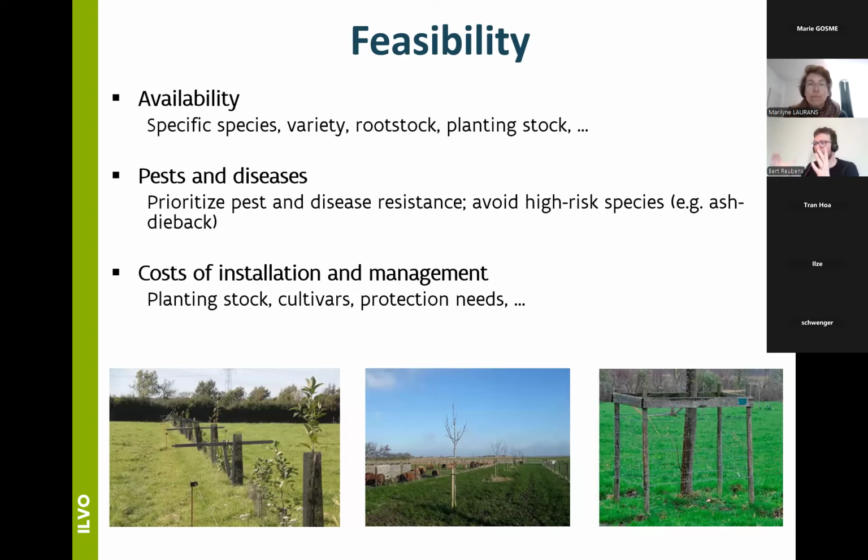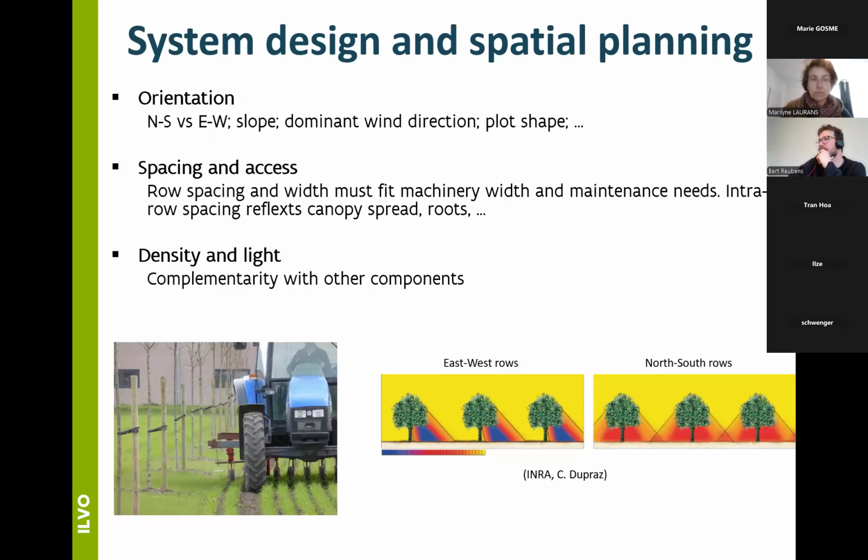So this is already the funnel narrowing down very much. You already have considered a lot of principles, but then there are some practical aspects, like the availability of the specific species or the variety you are aiming for. Maybe certain pests and diseases, like ash is a very interesting tree species, but ash dieback might result in not choosing the species to avoid a high risk in terms of disease. And there's the cost of installation and management, of course. These are the main principles for tree species choice, step by step.